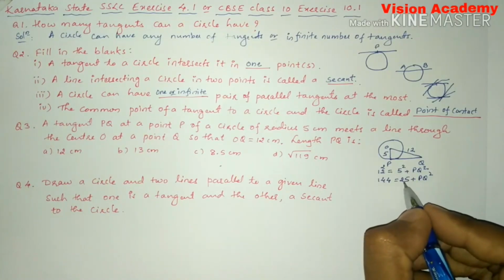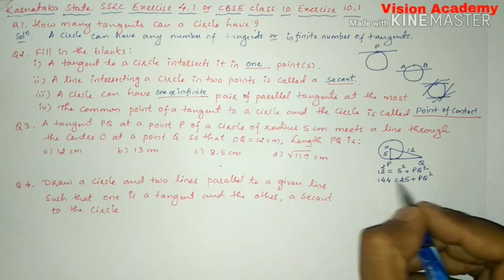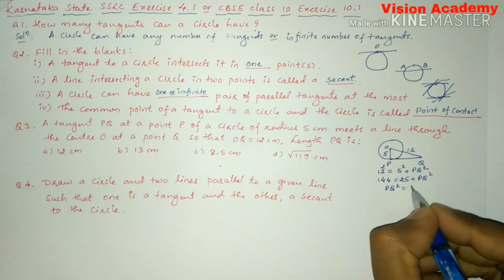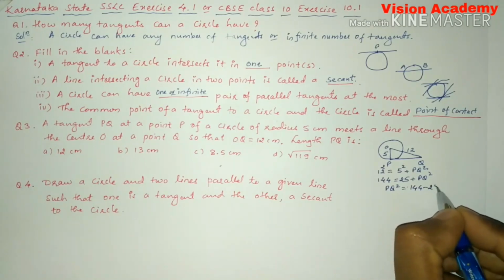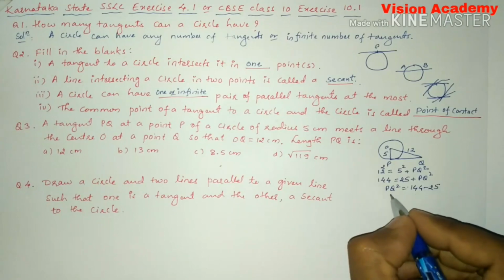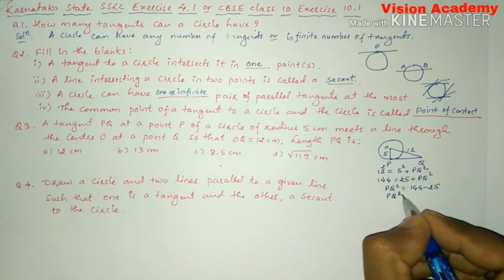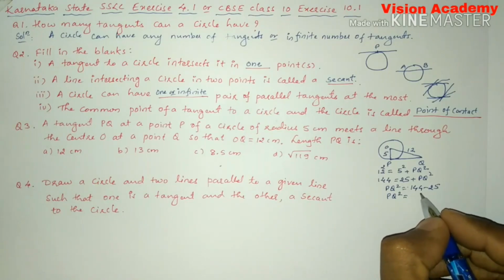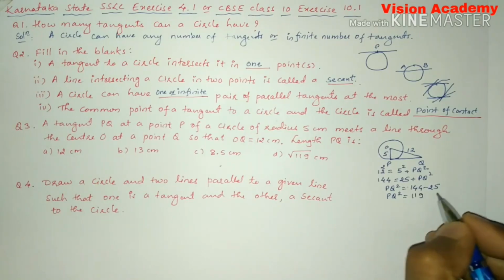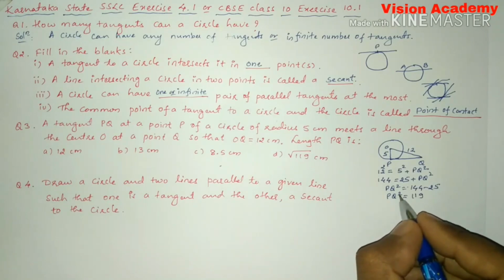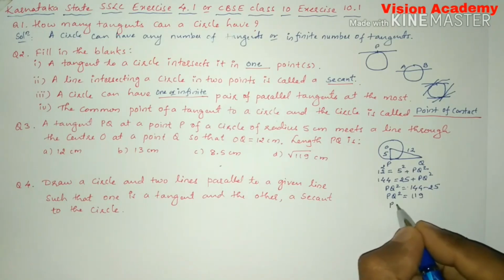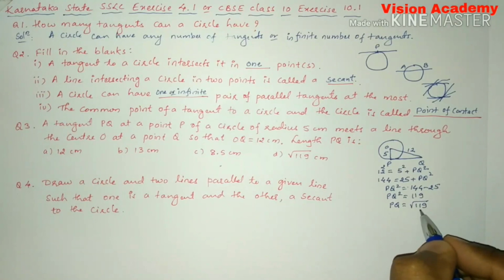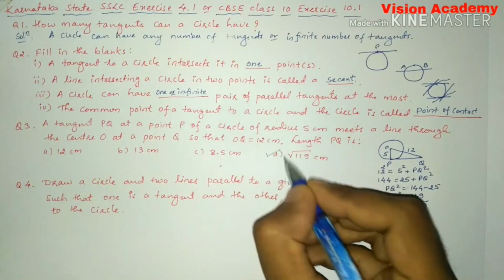Now transform this 25 from RHS to LHS. It will become PQ square is equal to 144 minus 25. So here PQ square is equal to 144 minus 25 gives us 119, and transform this square from LHS to RHS, it will become square root. Here PQ is equal to square root of 119. So here the correct answer is option D.